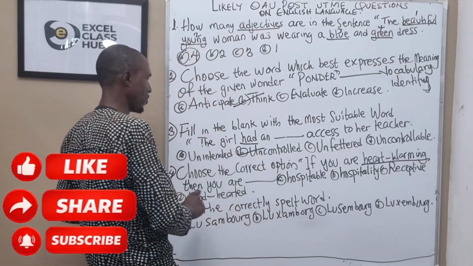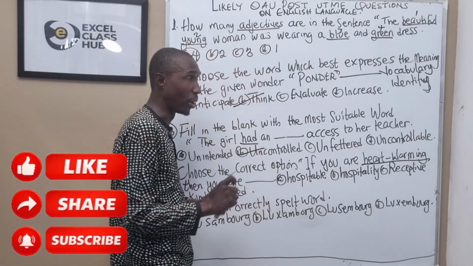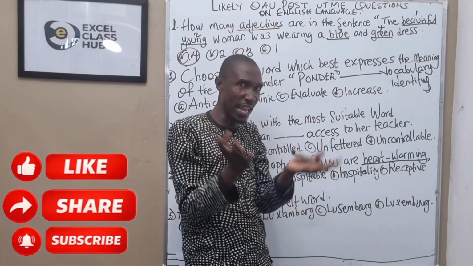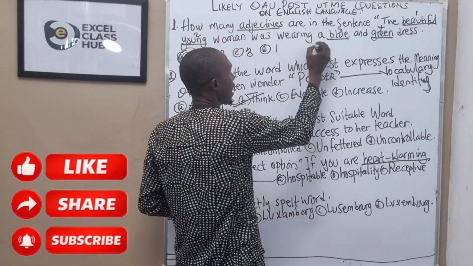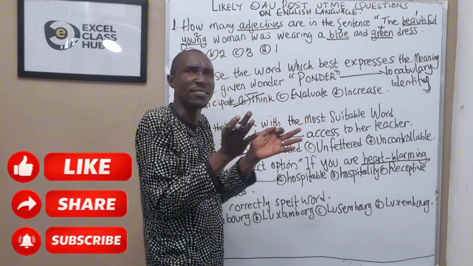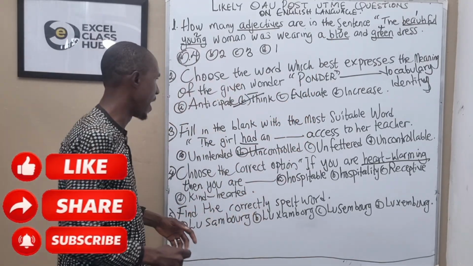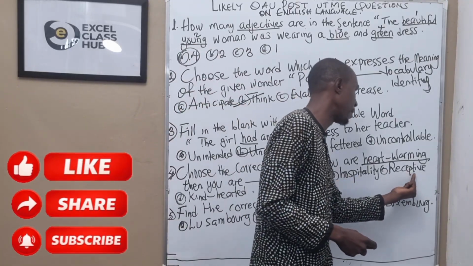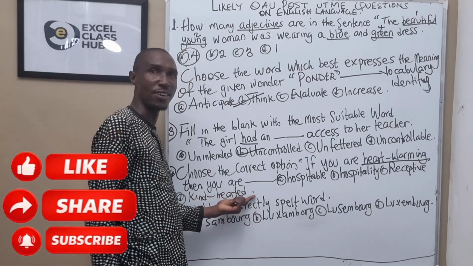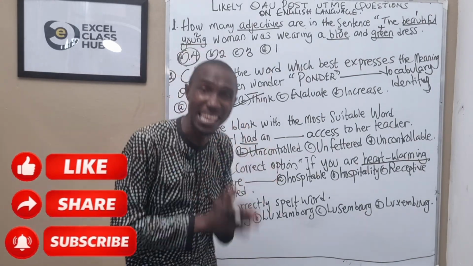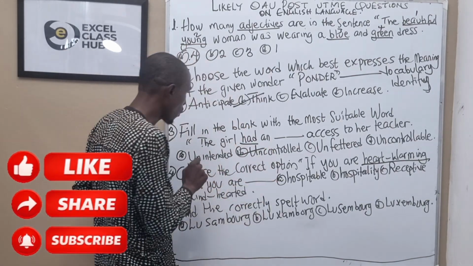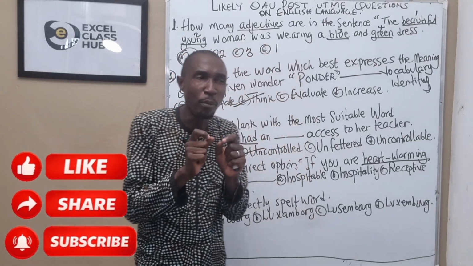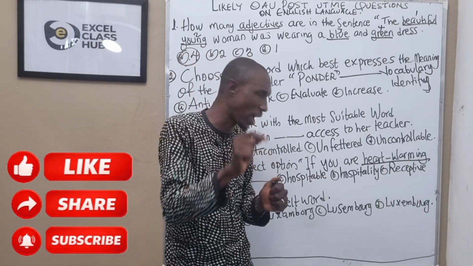Now, all the options given here are correct, but there is something we call the parent of words. The parent of a word. A word can have so many things related to it. From here, we have hospitable, hospitality, receptive, and kind-hearted. All are saying the same thing. That is why you are asked to pick the correct option. Everything is right, but there is one that is very, very correct.